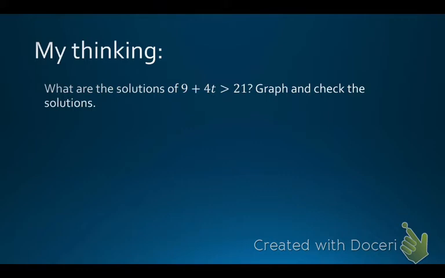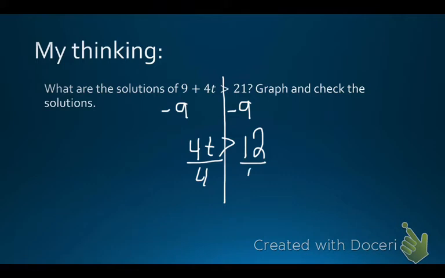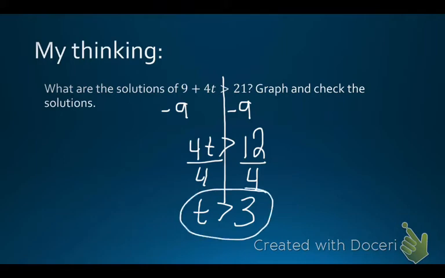So, first thing, I'm going to put the line down the middle, just like I would with an equation, right? And then I'm going to solve it just like I would if there was an equal sign. So, subtract 9 from both sides. I get 4t is greater than 12. Then I divide both sides by 4, and I get t is greater than 3. Okay, so my solutions are any t that is greater than 3.